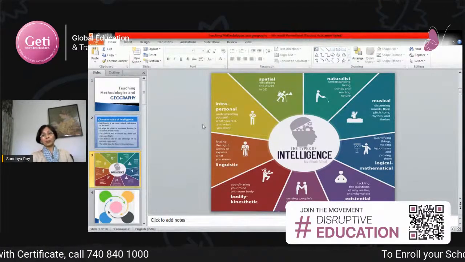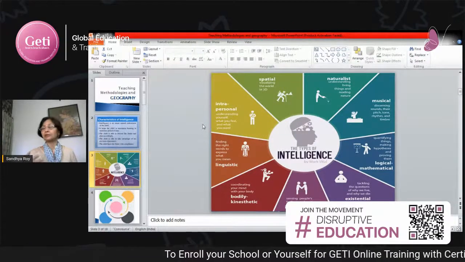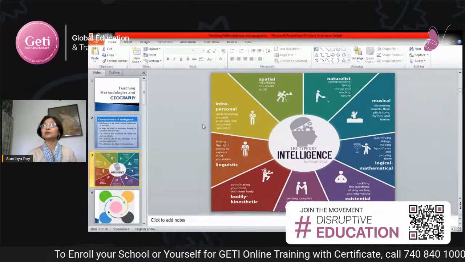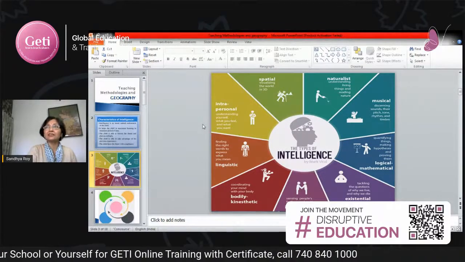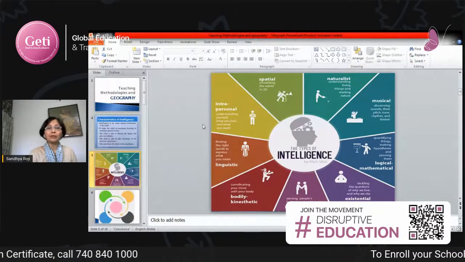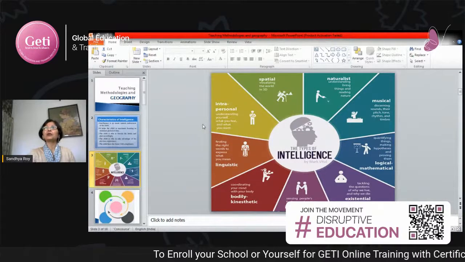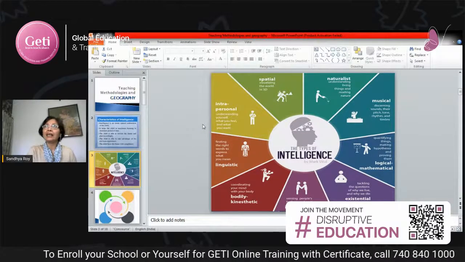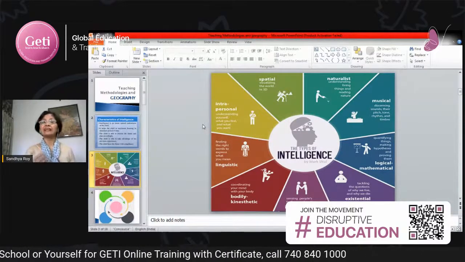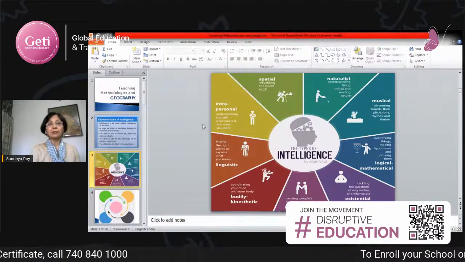Some of them are bodily kinesthetic. Some teachers might have observed that some of the students, when they are asked to answer a question in the class, keep on moving their body also. So that is kinesthetic. When they explain, their body movement is also there. With the help of body movement, they are explaining themselves. So this is named as kinesthetic movement.